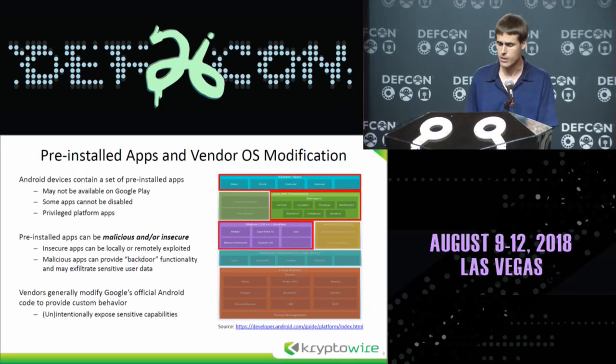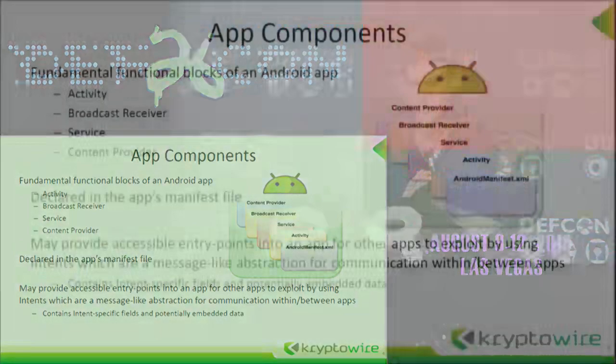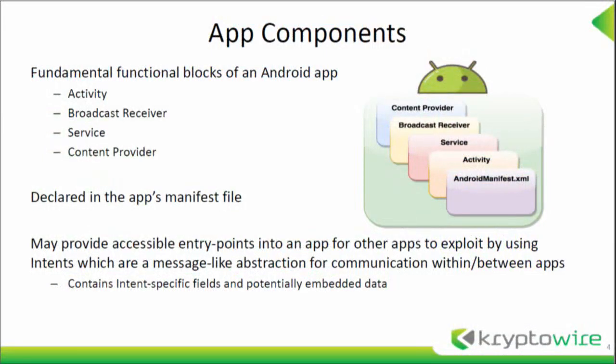So some of these applications can be malicious or insecure. And Android vendors, when they take Android AOSP code, sometimes customize it a little bit just to differentiate themselves, and in doing this, they can introduce vulnerabilities. So here's a little primer on Android. When you're building an Android app, there are certain functional blocks from which you can build your application. They're provided there, and each of these can serve as a potential entry point into the application. When you create an Android application, you declare them in the AndroidManifest.xml file, and you communicate with app components using intents. That's just a framework-provided API class which serves as a message to send to an app component, and you can also embed data in them.